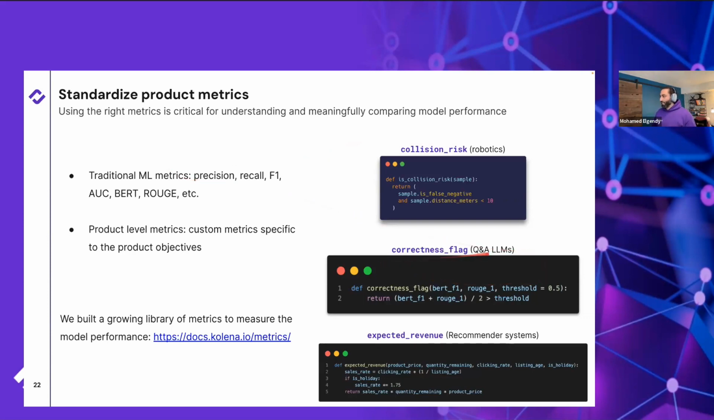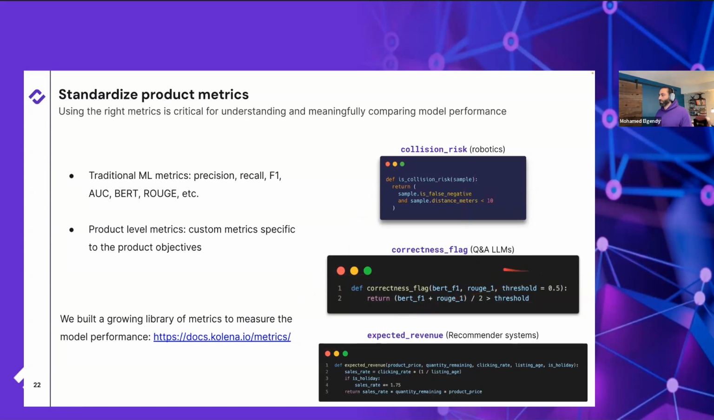Examples of this: we looked at the correctness flag. The correctness flag here takes into consideration the F1 score, Rouge score, and some threshold. This is just a simple implementation for us to look at in the slide. But we built a glossary or library of metrics. You can look at it in our documentation, docs.kolena.io, and we are going to open source this part. So please let us know if you are working on something different. Let's have this conversation and build a library for everybody in the industry.